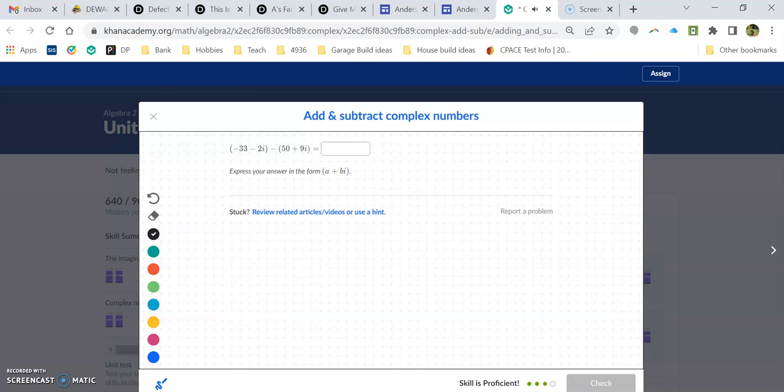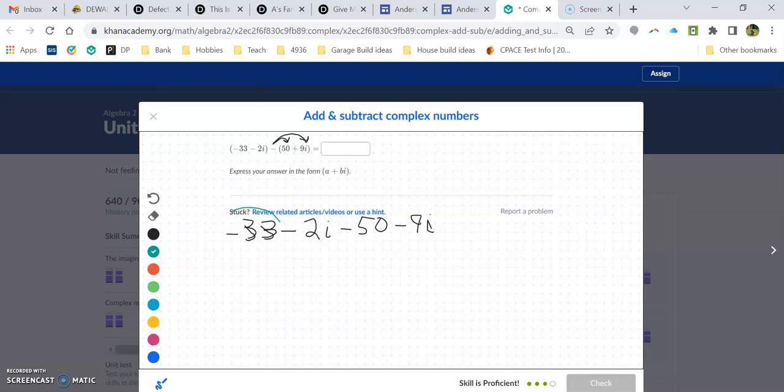One more. Okay, we have a subtraction sign here. So this negative needs to change that 50 to a negative, and our 9i to a negative. So let's rewrite it. Minus 50 minus 9i. Sorry, this is not the best software to type on.